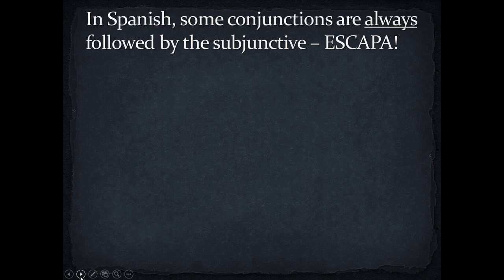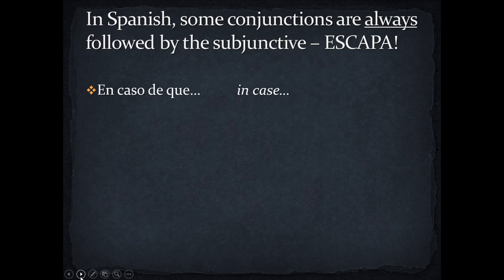The nice thing is we have grouped them into an acronym. There's an acronym, just like we had WEIRDO in past chapters: want, wish, emotion, request, doubt, and ojalá. We also have an acronym to help you remember what these conjunctions are, and that acronym is the word ESCAPA. So there are 6 conjunctions, and we'll go over them right now.